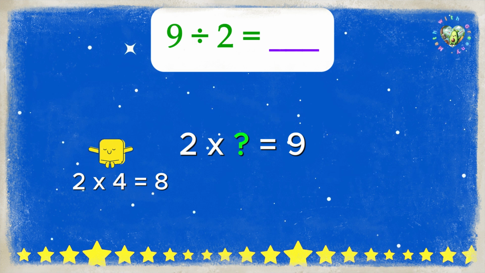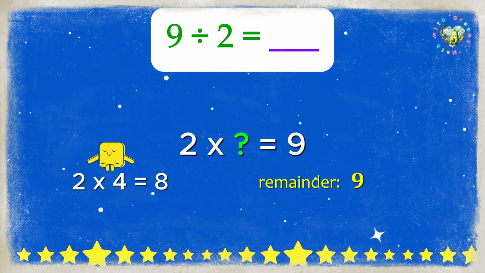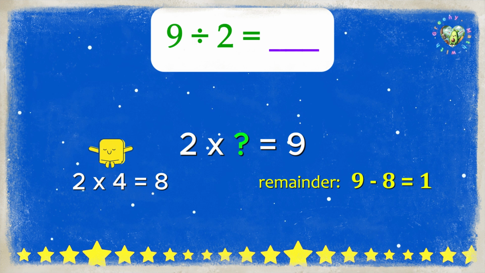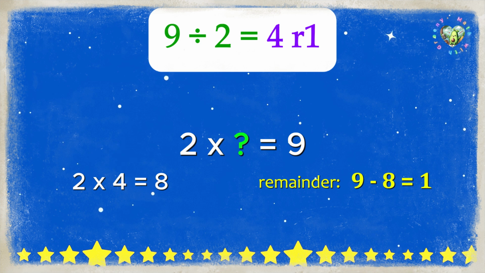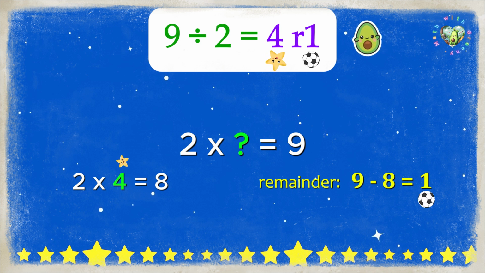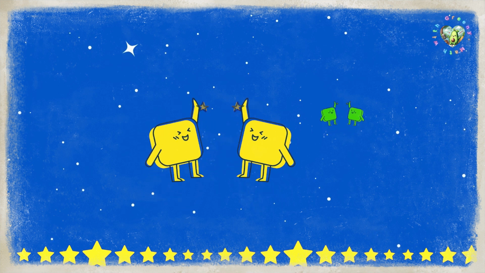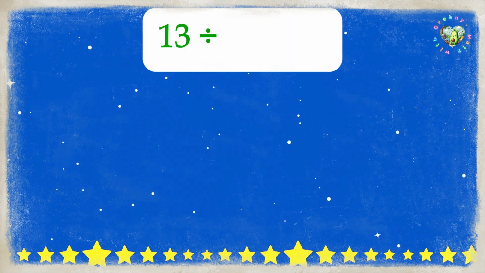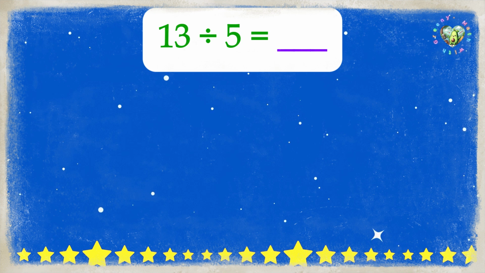Now for the remainder. Subtract 9 minus 8 equals 1. So, 9 divided by 2 equals 4 remainder 1. Oh, so the first number in the answer is how many times 2 fits, and the remainder is what's left. I think I can try now. Go for it, Greenie. Try 13 divided by 5. I'll help if you need it.